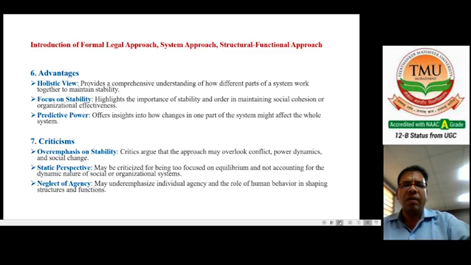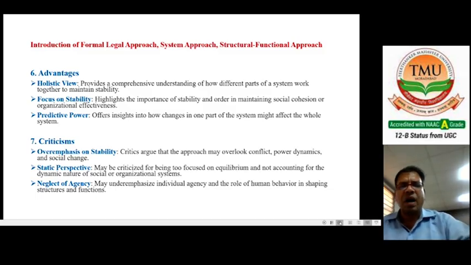What are the advantages and criticisms of this structural functional approach? When we're talking about the structural functional approach, there are some very important advantages. An important advantage is the holistic view. The holistic view provides a comprehensive understanding of how different parts of a system work together to maintain stability. Focus on stability: highlight the importance of stability and order in maintaining social cohesion or organizational effectiveness.